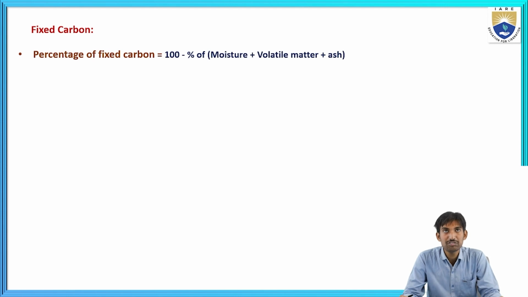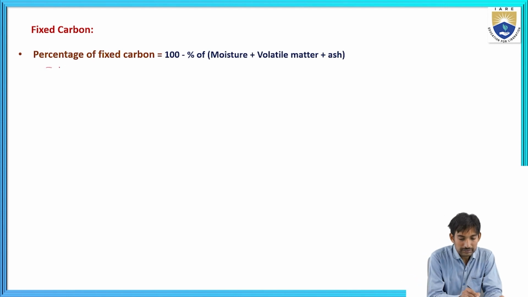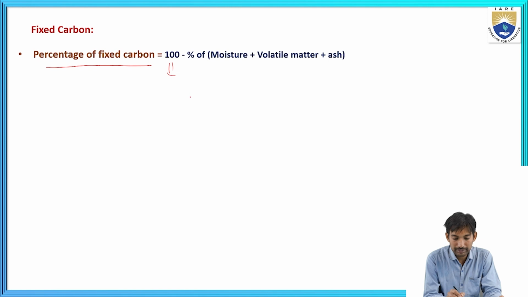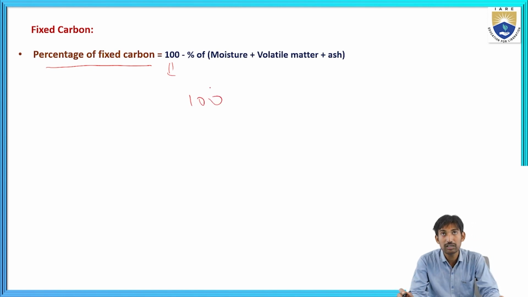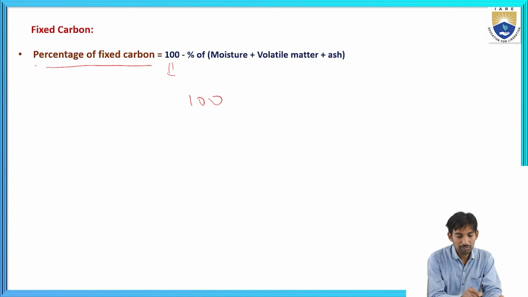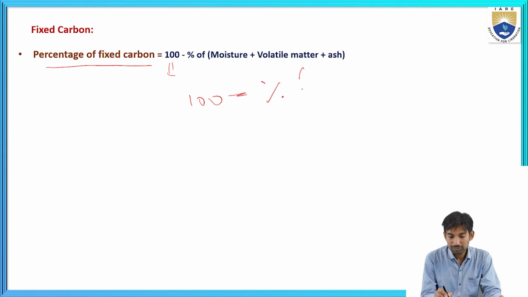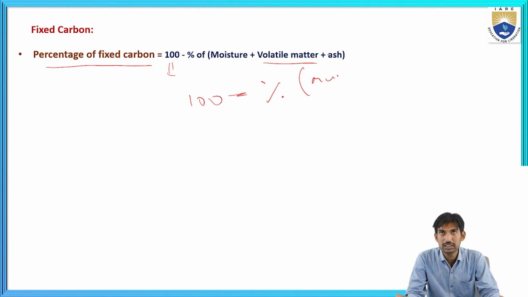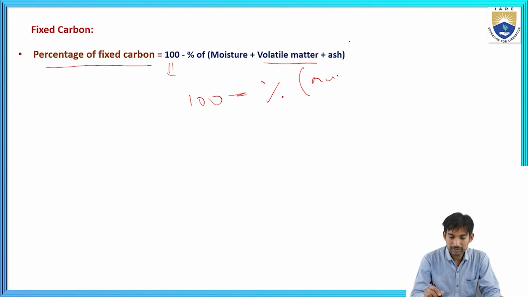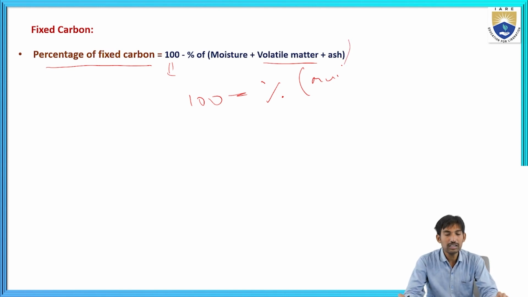Then the final formula is for fixed carbon. If you take the total as 100 percent and remove the moisture percentage, volatile matter percentage and ash percentage, we get the percentage of fixed carbon present in the coal. The percentage of fixed carbon equals 100 minus the percentage of moisture plus percentage of volatile matter plus percentage of ash. By this method, proximate analysis, we can calculate the fixed carbon.